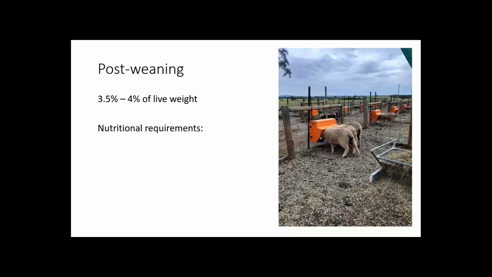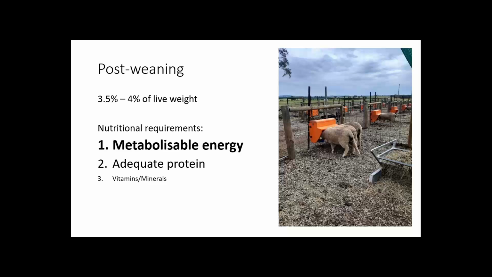So to make the most of this, we first need to know what they need to grow. And by far, the most important thing is metabolizable energy. Energy is the key nutrient that limits the production of lambs, and it's the greatest demand by tissues of a growing animal. Adequate protein is the next most important, and vitamin and mineral requirements also need to be met.